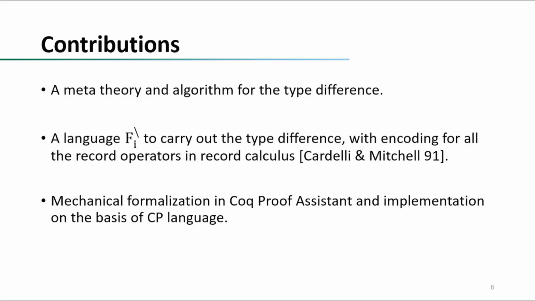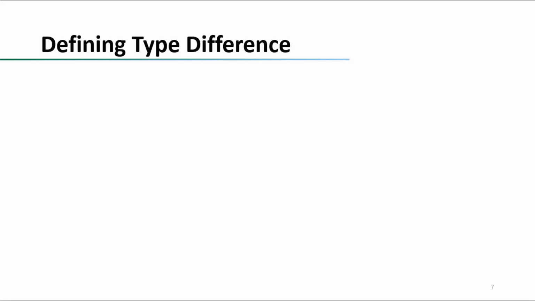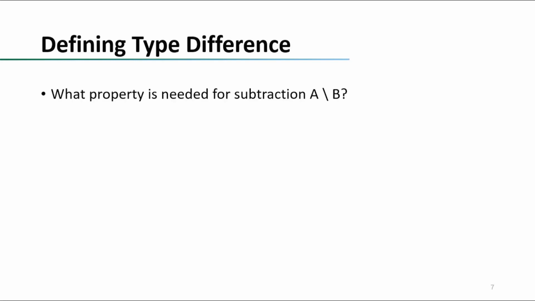The first thing to ask about our work is: what is type difference? Actually, we don't know it, but we can guess some properties of it. What is needed for the subtraction A minus B? The first thing must be that A minus B will be smaller than A, or we can say A minus B will be a supertype of A. Or, if A is a record and B is a record, then the record A minus B should only consist of components that come from the record A.